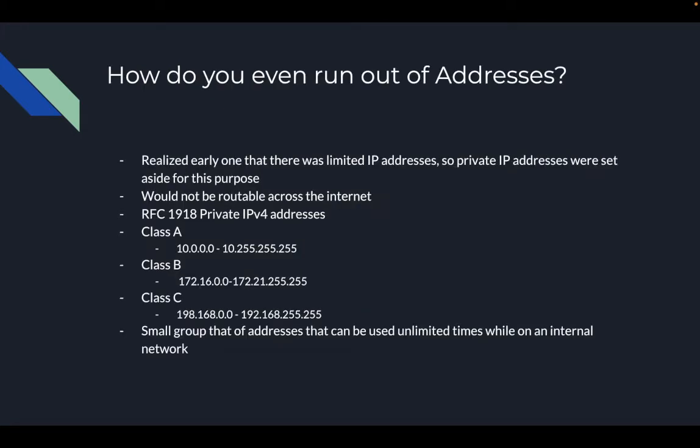So how did we even run out of addresses in the first place? So we realized early on that there was a limited number of IP addresses, so private IP addresses were set aside for this exact purpose. So these addresses are not routable across the internet, and they're only contained internally. These are called RFC 1918 private IPv4 addresses.